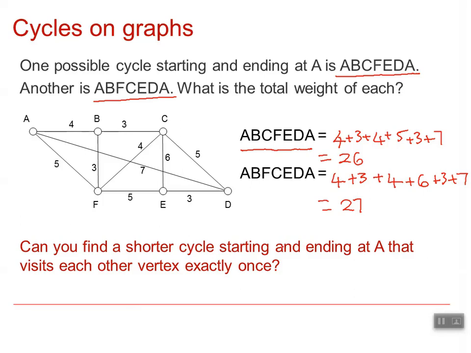So can you find a shorter one? There is a shorter one, and it is A, B, C, D, E, F, A, and that actually has a total weight of 25. So how would you know if this is the smallest possible cycle in this network? Actually that's a very difficult question to answer, and we're going to look at how we can find an optimal solution to this question in the next few videos.